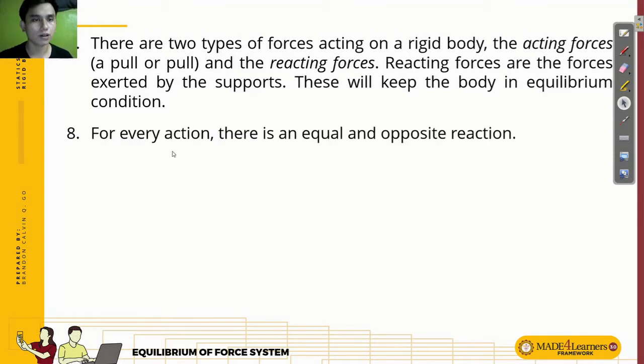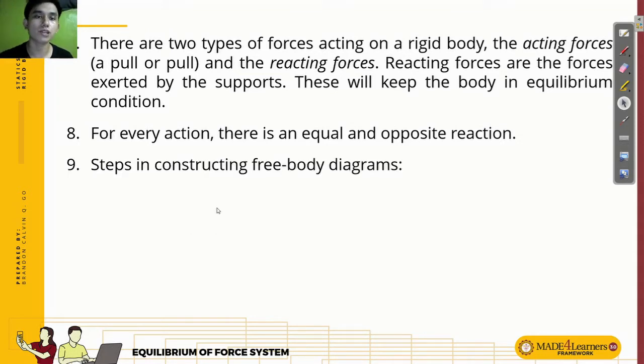Okay, so for every action, there is an equal and opposite reaction. So that is the third law of motion. So if you apply a force, it will bounce back, right? Okay, so that is the reaction.